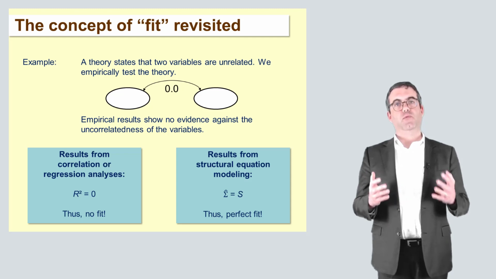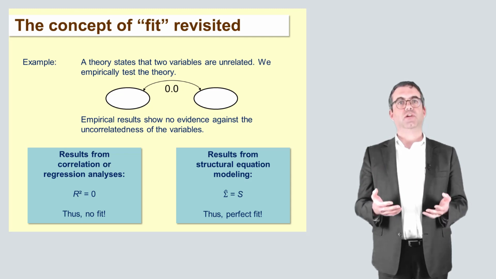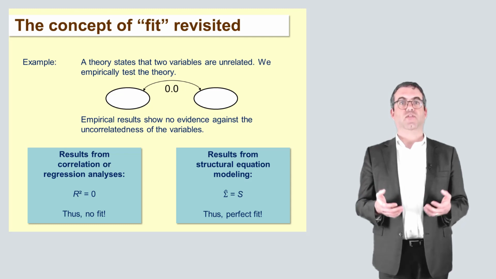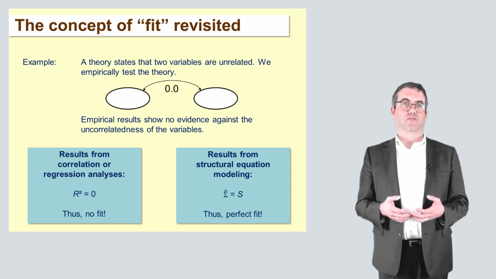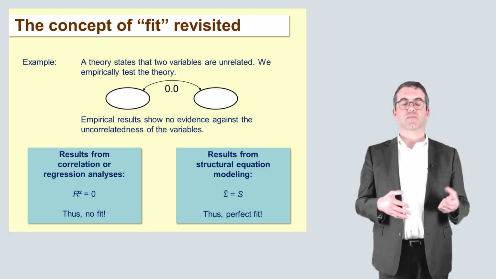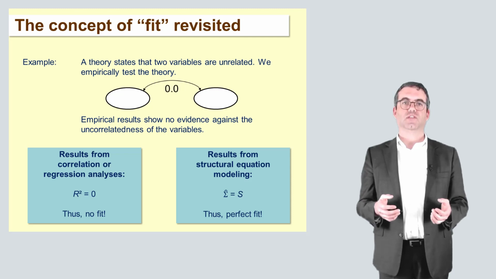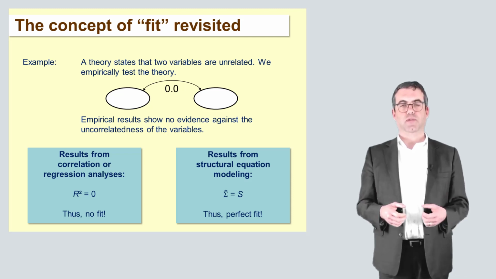However, if we model our theory with structural equation modeling, then we would get the empirical result that the two variables are unrelated, which is exactly what the theory is about. So we would get a perfect fit. The empirical variance-covariance matrix would be identical with the model-implied variance-covariance matrix. So perfect fit. So we see that we might have situations where we have no econometric fit, but perfect psychometric fit. And it shows how important it is to distinguish between the two concepts that both carry the same name, namely fit.